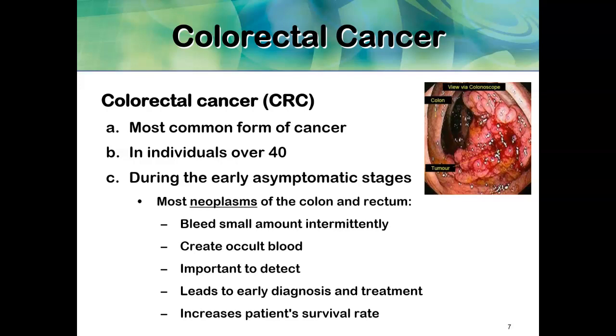And in the very beginning, during the asymptomatic stages, remember that means a patient isn't experiencing symptoms, most of the tumors, and a neoplasm means new growth or tumor, that we find in the colon and rectum only bleed a little amount every now and then. And this creates hidden blood. It's really important for us to detect this early, though, because if we can diagnose it early, that means the patient is going to receive treatment and it's going to increase their survival rate and ultimate prognosis.